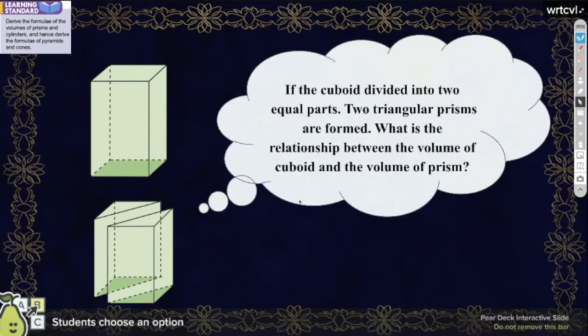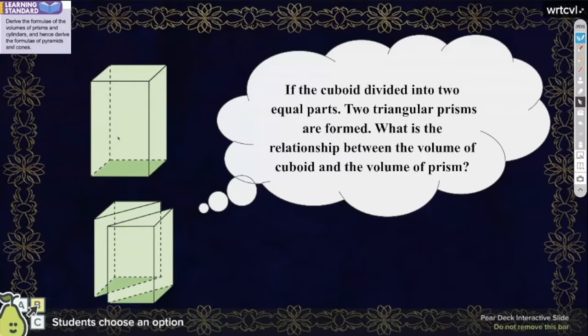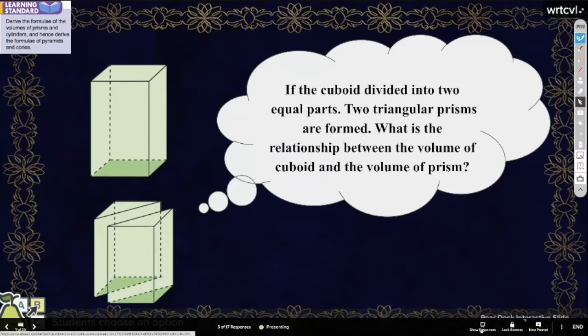If the cuboid is divided into two equal parts, two triangular prisms are formed. So what is the relationship between the volume of the cuboid and the volume of the prism? Just now you mentioned the volume of a cuboid is length, width, and height. So now the prism, you cut into two equal parts. So what do you think the formula is to determine the volume of a prism? Anybody know? You can choose your answer.